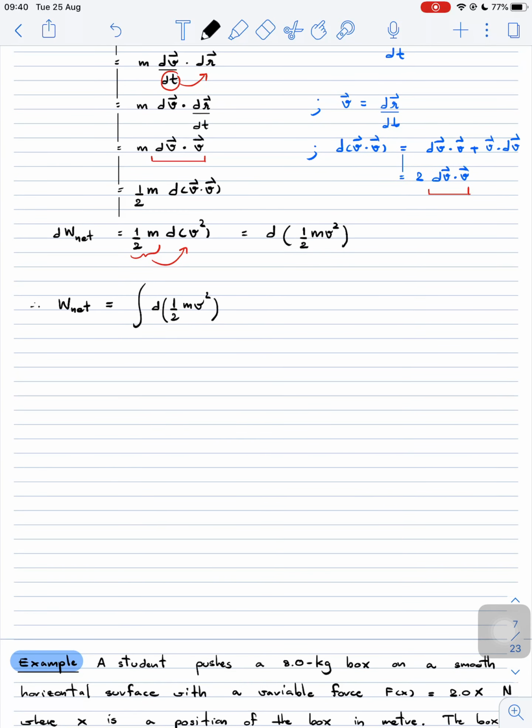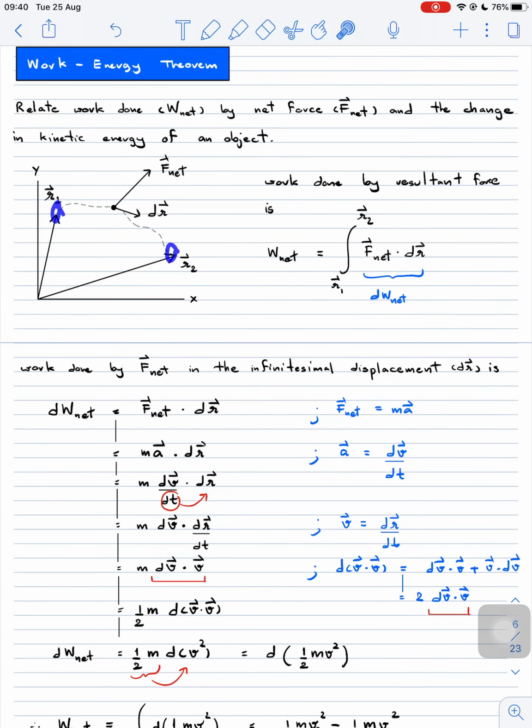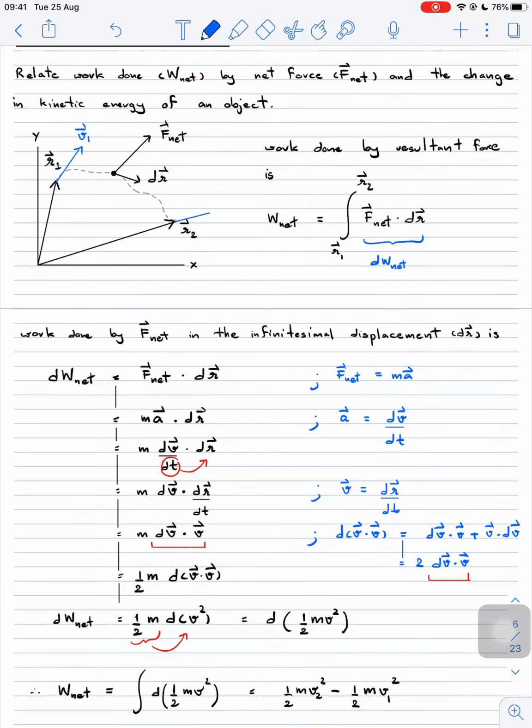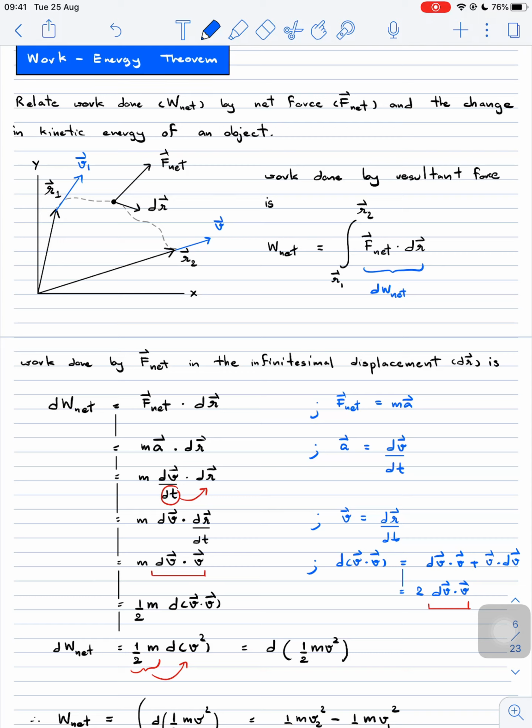Okay, then finally, let me just write down here, it's going to be equal to 1/2 times m and v2 square, minus 1/2 times m and v1 square, right? Where v1 and v2 are just the speed of the object at the position r1 and the position r2. So this is v1, the velocity of the object at the position r1, and this is v2, the velocity of the object at the position r2.